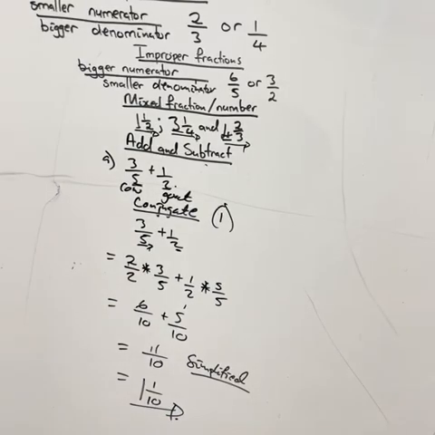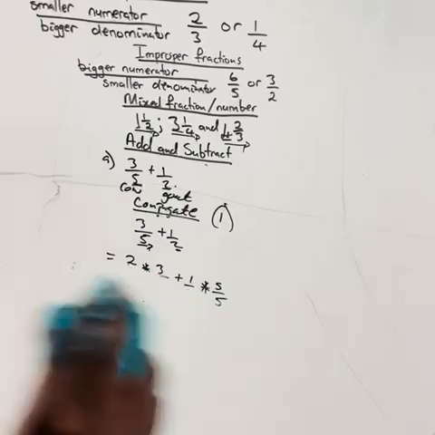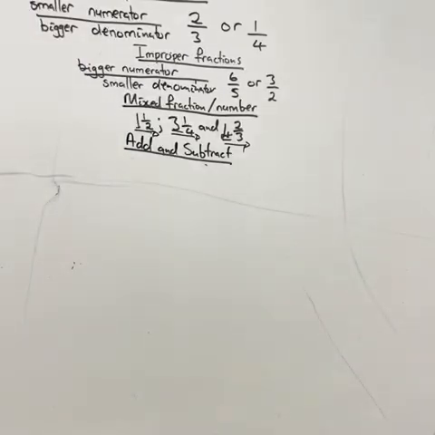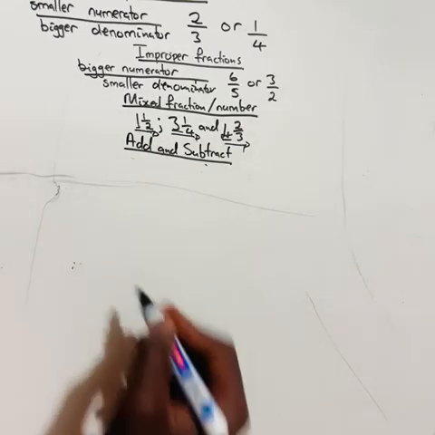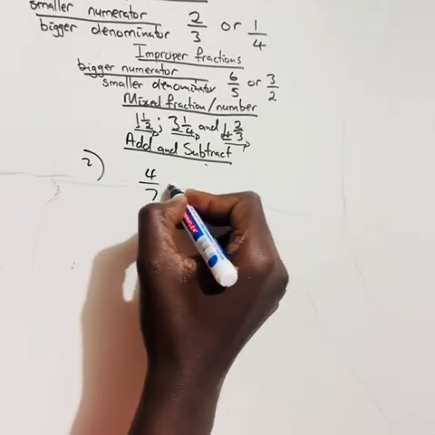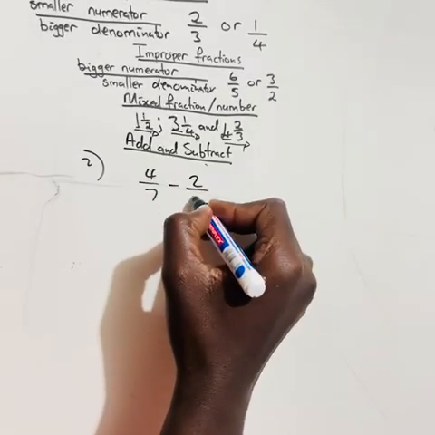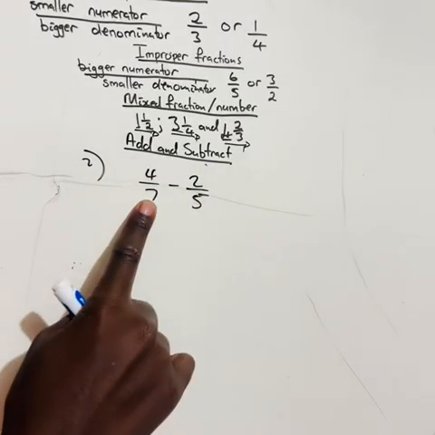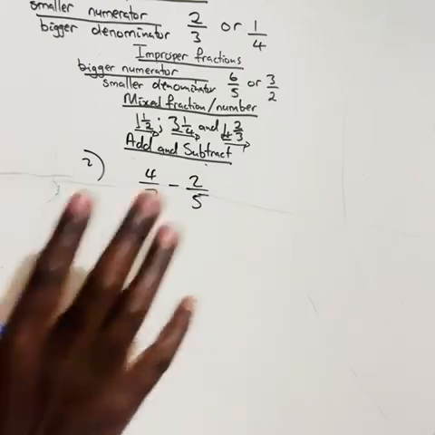Now, we're going to explore what we call the subtraction of fractions when the denominators are not identical. Here, we are given 4 over 7, and they've said 4 over 7 minus 2 over 5. The sign has changed. The principle hasn't. 7, 5. Denominators, not identical.